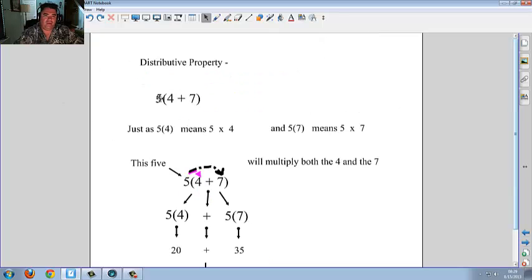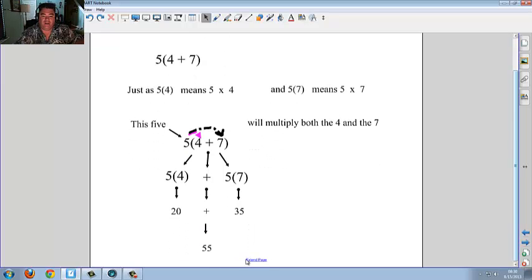Distributive property. Now, if you have a number on the outside, what that means is that both the numbers on the inside will be multiplied by whatever is on the outside. So in this case, 5 parentheses 4 plus 7 means 5 times 4 and 5 times 7. So they basically split apart. 5 times 4 is 20, 5 times 7 is 35, combining to 55.